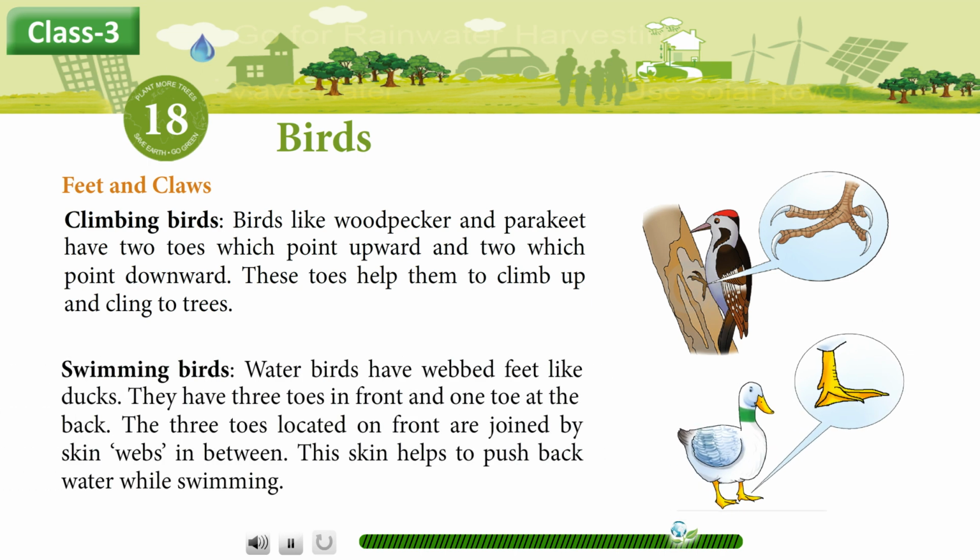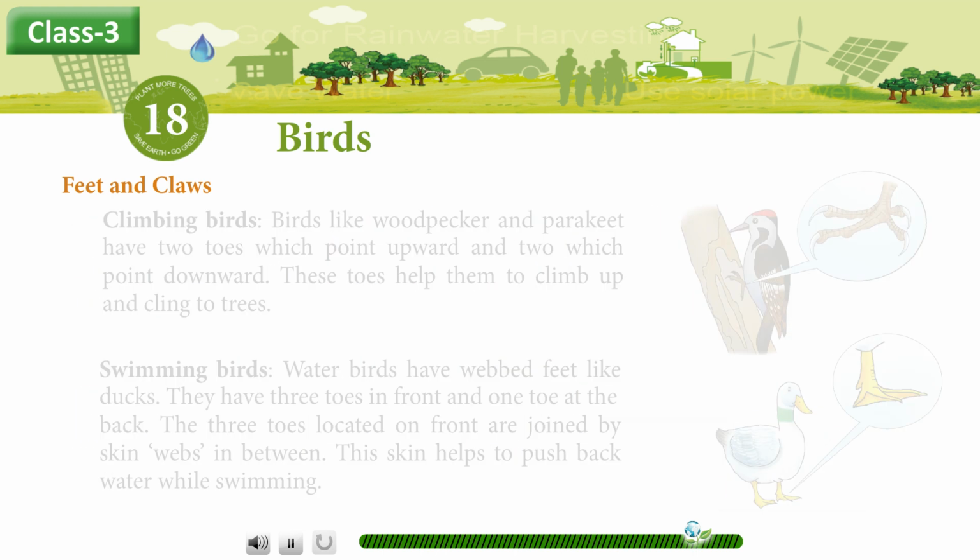Swimming birds. Water birds have webbed feet like ducks. They have 3 toes in front and 1 toe at the back. The 3 toes located in front are joined by skin webs in between. This skin helps to push back water while swimming.